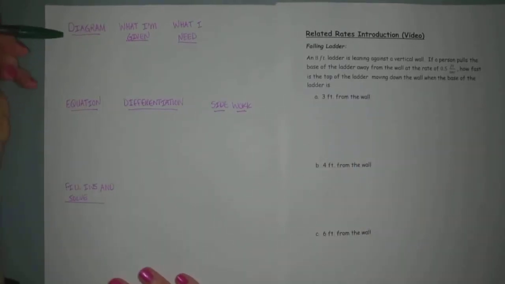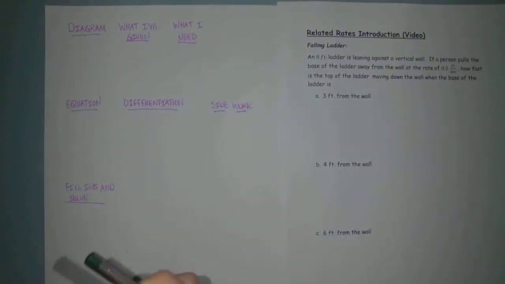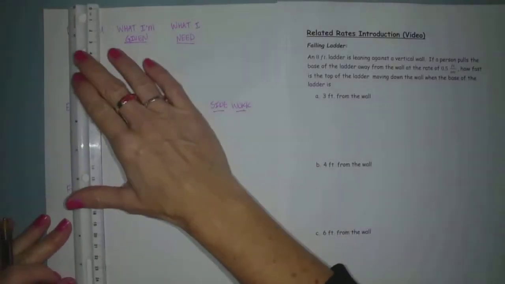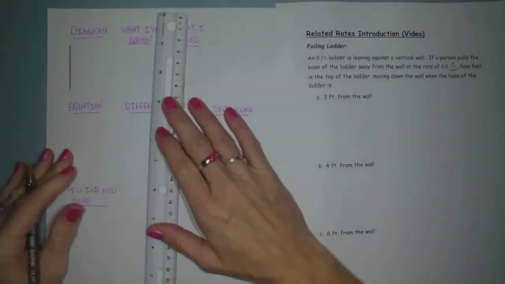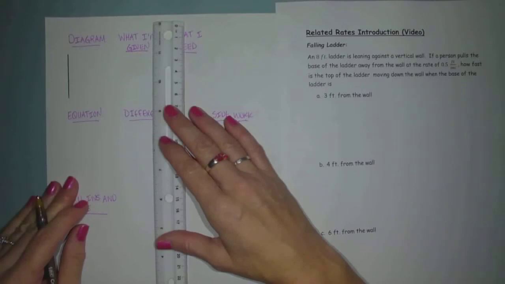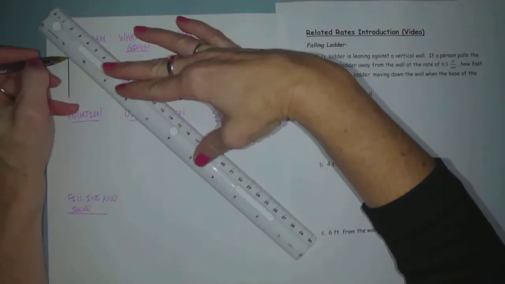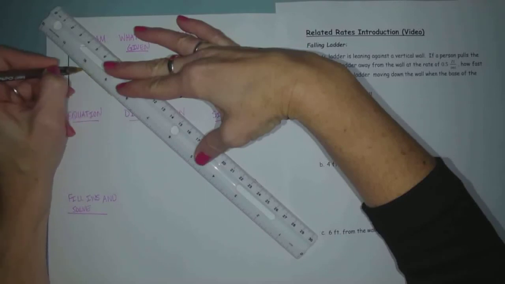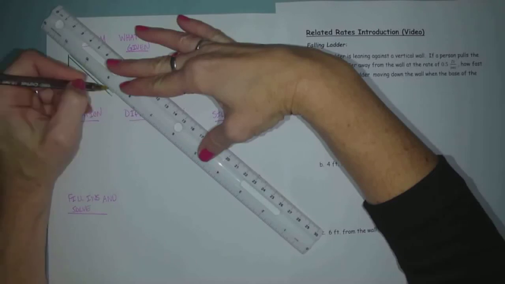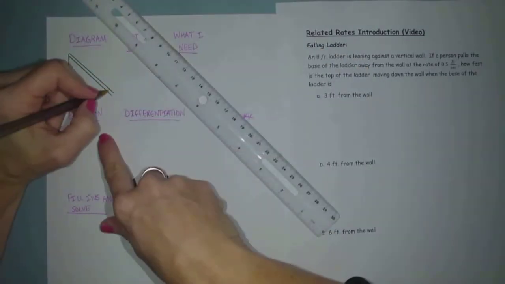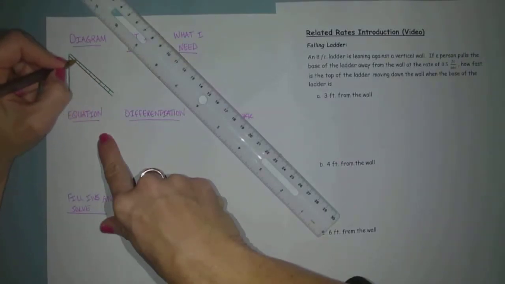Okay, so the first thing I always do, my first heading is a diagram. So I want to do the best I can at drawing a picture of the situation I just read. So I am going to draw an 8-foot ladder leaning against a vertical wall. So I'll make my vertical wall right here. That's my wall. It's vertical. And then I'm going to draw a ladder leaning up against that wall. So this will be my ladder right here. Can even make it really look like a ladder. I'm no artist, but feel free to make your drawings as fun as you like. Here's my ladder leaning against the vertical wall.